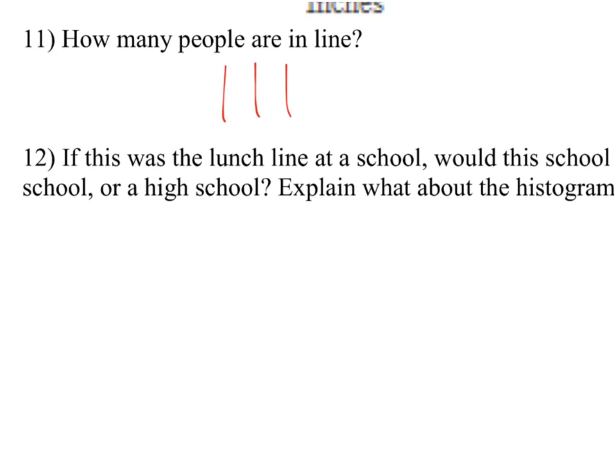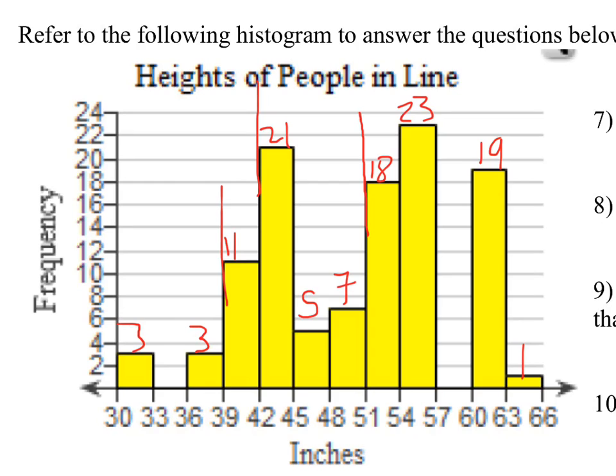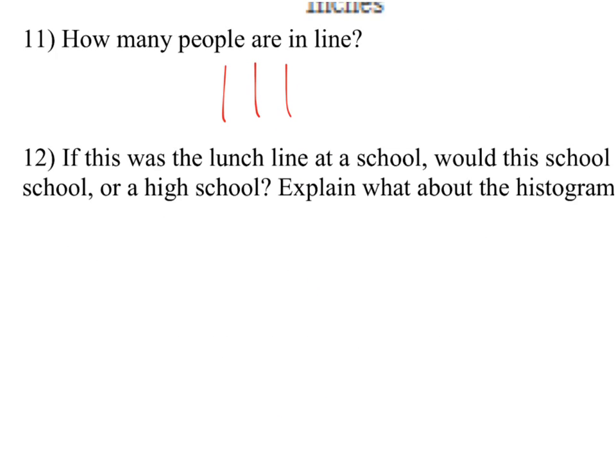And if this was a lunch line at school, would this be an elementary school, middle school, or a high school? Well, looking at these heights, look at the lowest amount. If some person is 30 inches tall, they're pretty darn small. That's less than 3 feet tall. And then over here, we have people in the 60 inches tall range. And that's only like 5 feet. 60 inches is 5 feet. And so everyone here is less than 5 feet tall, which would be more like elementary school. And so, I'm not going to write all this out for you, but elementary school would be most likely. And there you go.